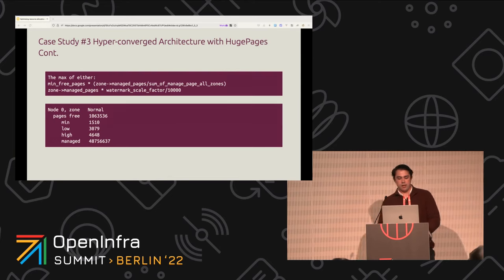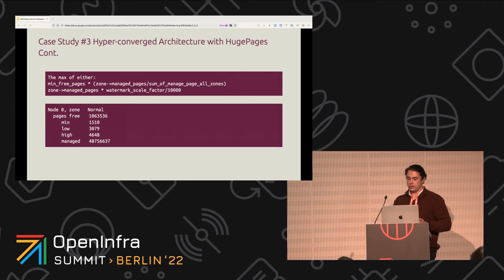The first step is that when the system boots, huge pages are allocated, and they're done so at boot by the boot memory allocator. And when I say they're allocated, they're reserved, essentially. At the end of the boot stage, the boot memory allocator transfers the remaining memory, so not the reserved huge pages, to the buddy allocator and populates zone managed pages. The watermark is then calculated whilst huge pages are still reserved by the boot memory allocator.